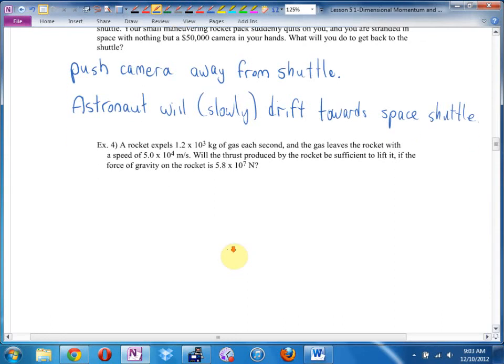A rocket expels 1.2 times 10 to the 3 kilograms of gas each second. And the gas leaves the rocket with a speed of 5 times 10 to the 4th meters per second. Will the thrust produced by a rocket be sufficient to lift it if the force of gravity on the rocket is 5.8 times 10 to the 7th?